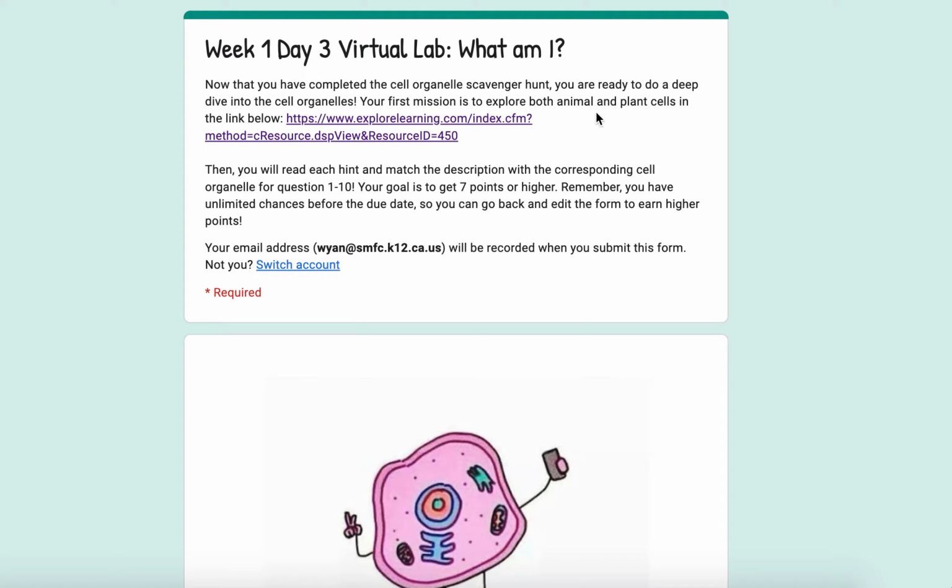Your first mission is to explore both animal and plant cells in the link below right here. Then you'll read each hint and match a description with the corresponding cell organelle for questions 1 to 10. Your goal is to get 7 points or higher. Remember, you have unlimited chances before the due date, so you can go back to edit the form for higher points. Let's click on this link.